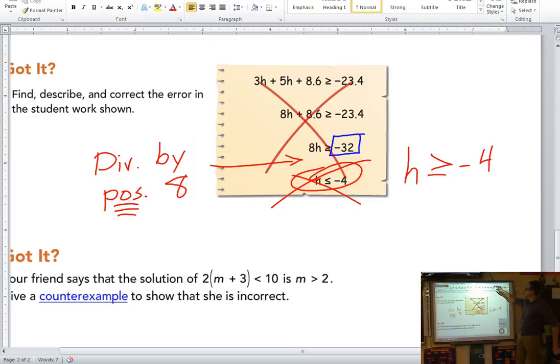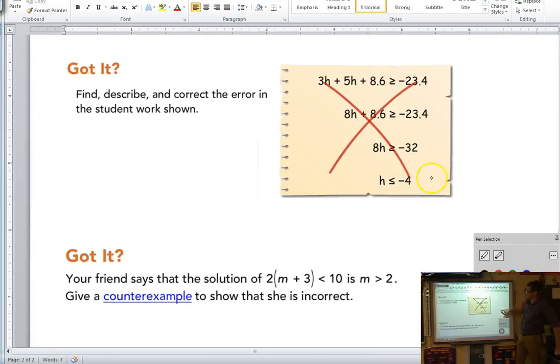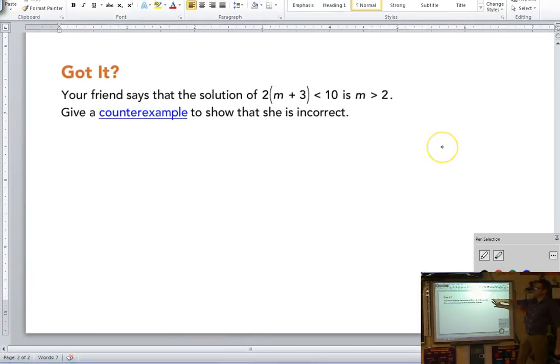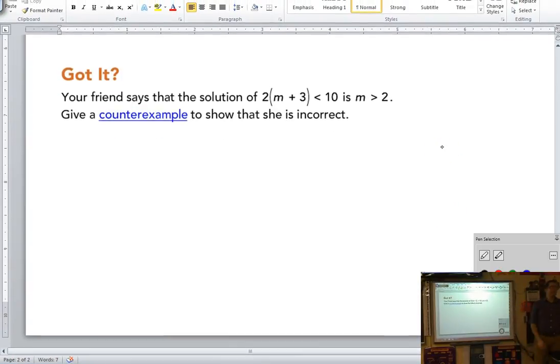Last thing here. Let's try this final one. What's a counterexample? A counterexample is something that proves them wrong. So if a student came in and said, hey, 2 plus 2 is not 4, I'd say, okay, give me a counterexample. They'd have to show me an example where 2 plus 2 does not equal 4. So if I tell you that division is not commutative, I can explain that by 4 divided by 2 is not the same as 2 divided by 4. You get different answers. That's a counterexample to prove that it doesn't work.